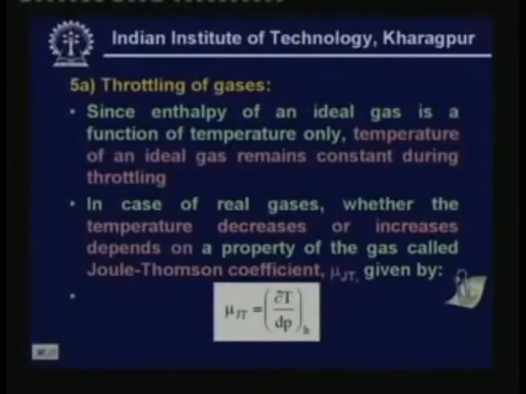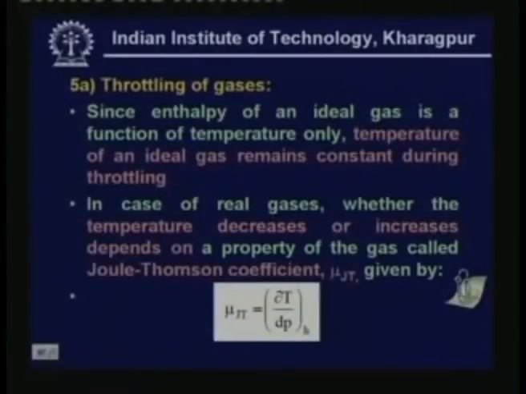So when I am throttling an ideal gas, as you know, the throttling process is an isenthalpic process, and for an ideal gas the enthalpy is a function of temperature only. So during the throttling process enthalpy remains constant, right? That means temperature also has to remain constant as long as the gas behaves as an ideal gas. That means throttling of an ideal gas does not reduce the temperature. In fact, the temperature remains constant because the enthalpy remains constant, and the enthalpy of the ideal gas is a function of temperature only. So this is point number 1.